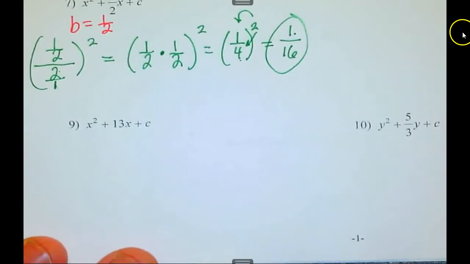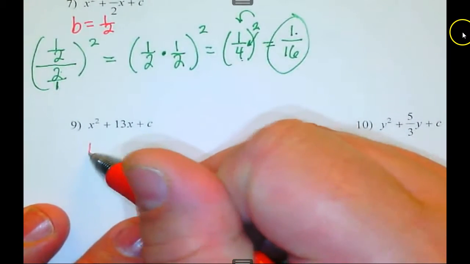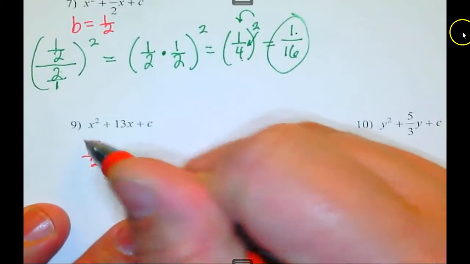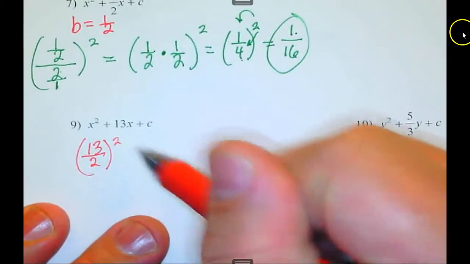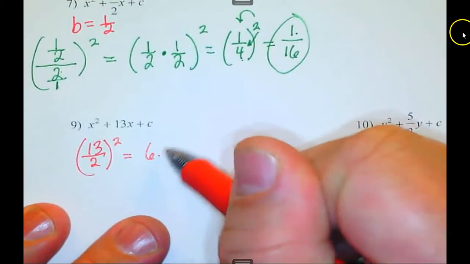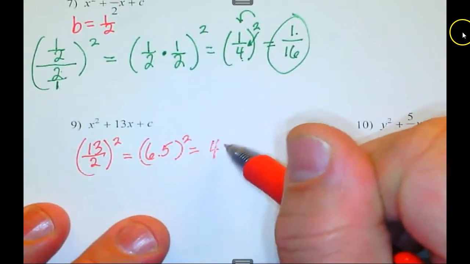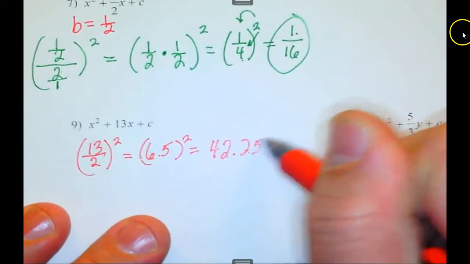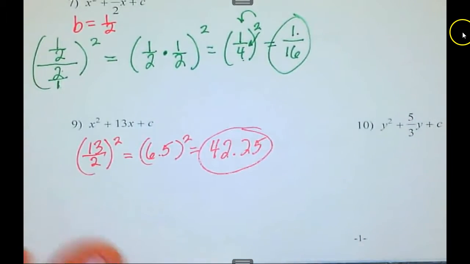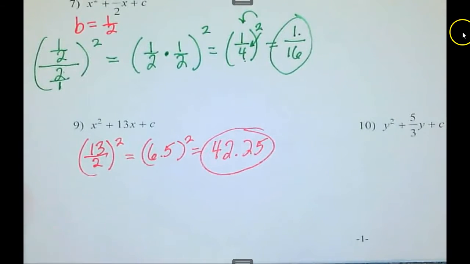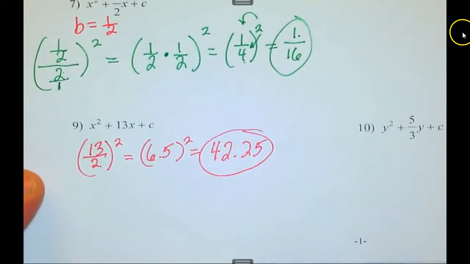Okay, half of 13 and squared. So 6.5 squared is what? 42.25. Awesome. Luckily I did that on my calculator. Calcinometer.